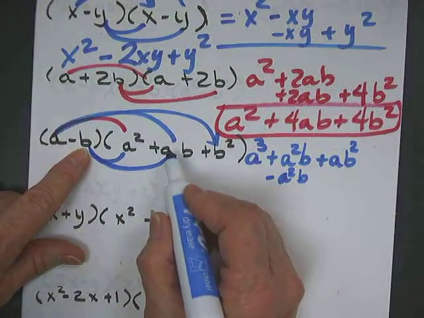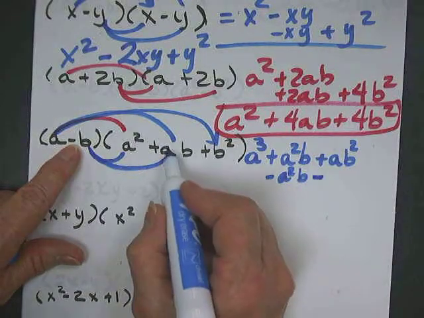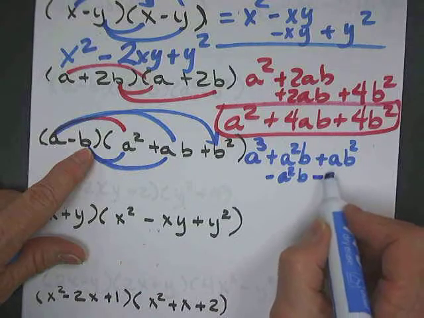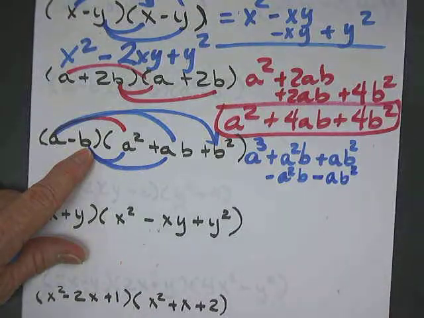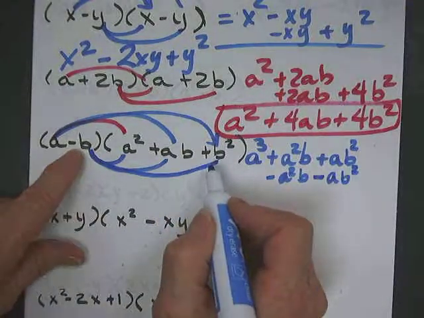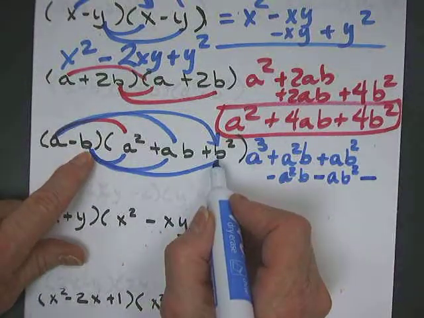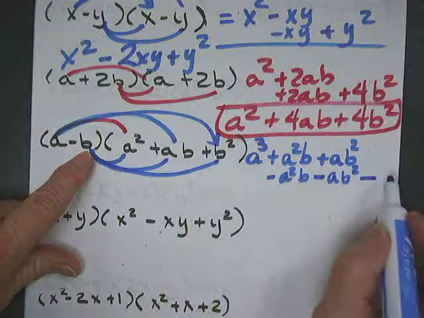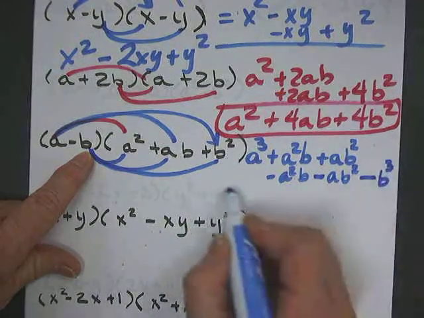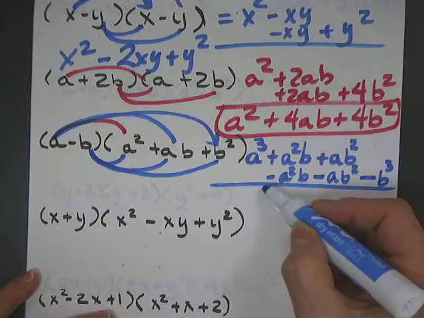So you got to do this first one times all three, and then the second one times all three. So we did the second one times first. Now the second times the second here. Negative times positive will be negative, negative ab squared, right under this. Okay. Last times the last here. Negative times positive, negative, and then what? B cubed.